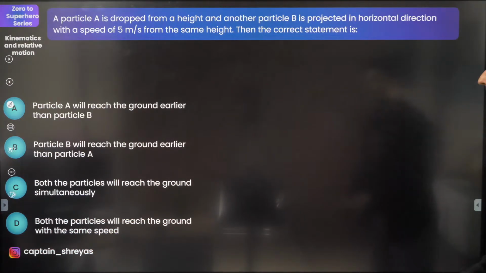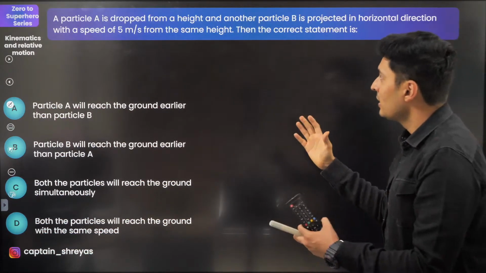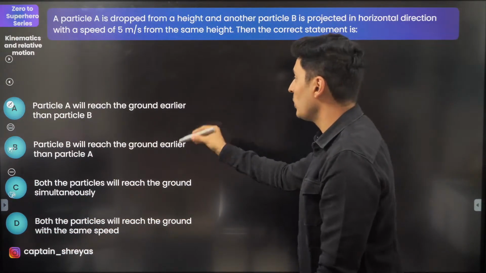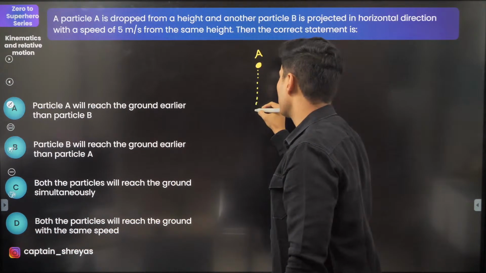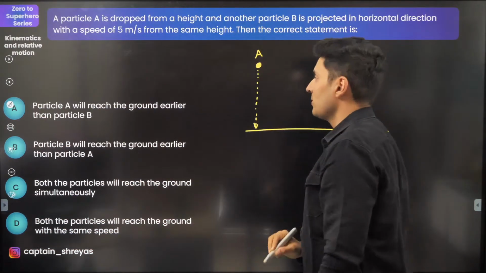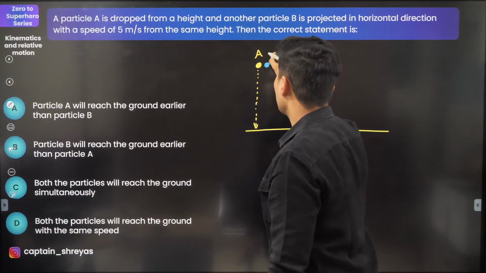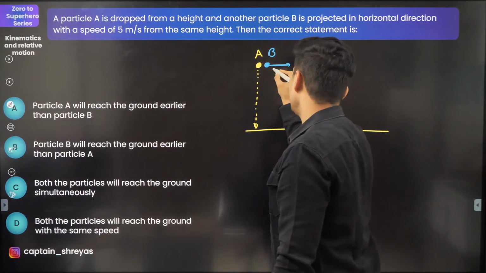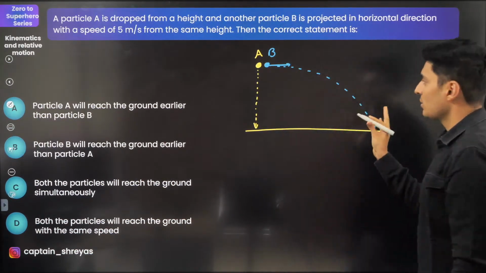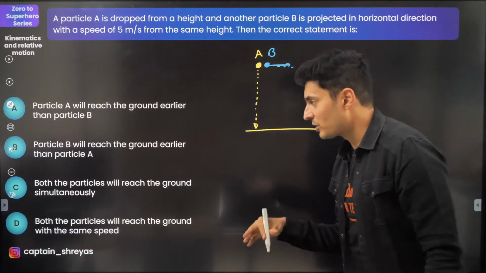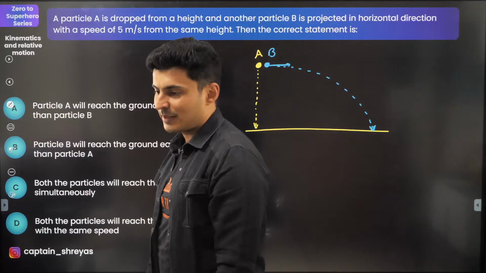Okay. A is dropped from some height. B is projected in some direction from the same height. Which of the following is correct? Particle A is dropped from some height, so it hits the ground somewhere here. The other particle is thrown from the same height with certain speed, so it's going to go like this and fall here. The question is which one will hit with more speed or less speed, or which one takes more time.